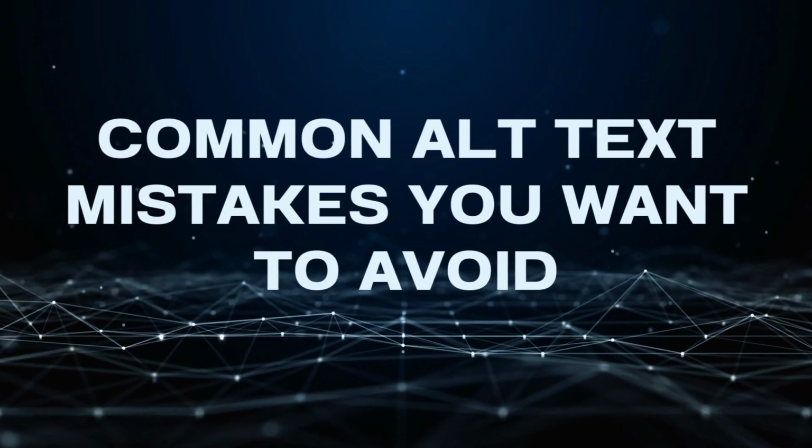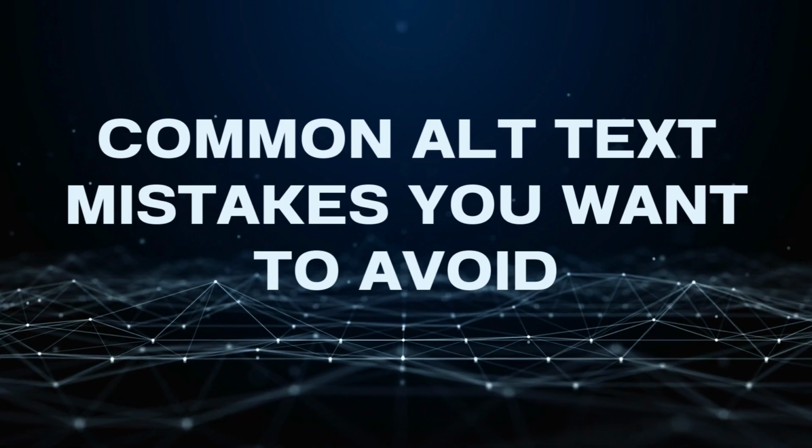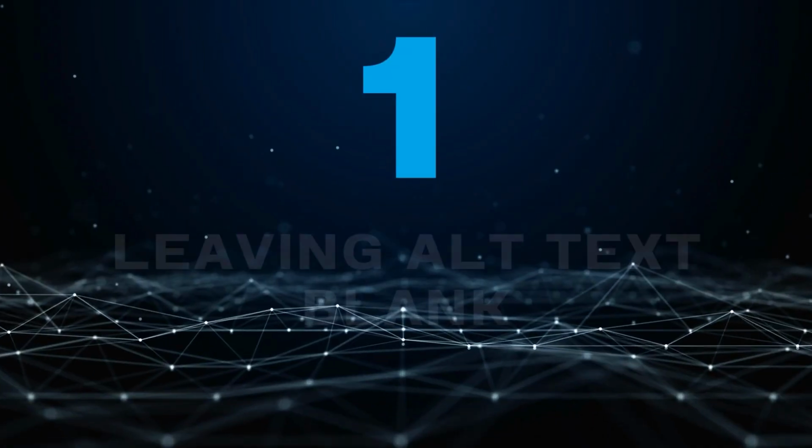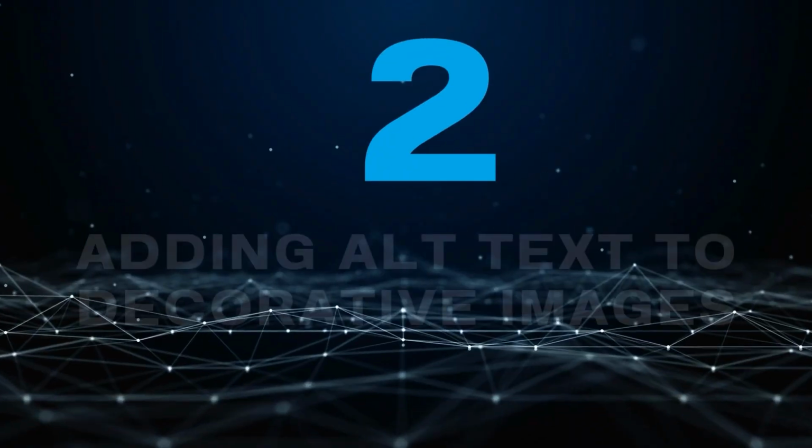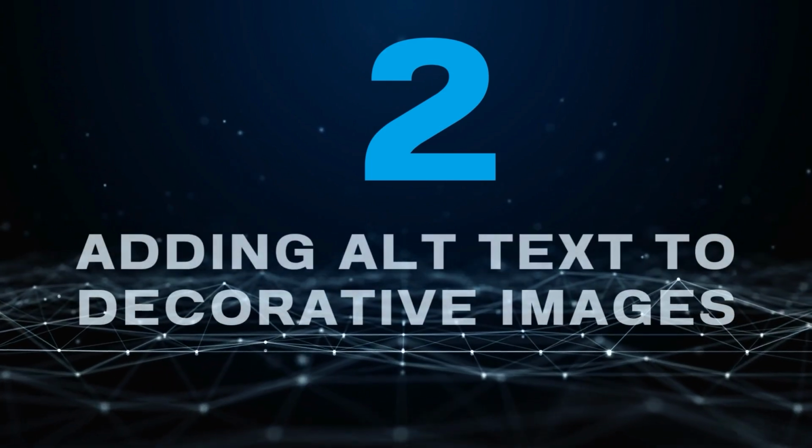Now that you know what to do, let's quickly go over a few common alt text mistakes that you definitely want to avoid. Number one, leaving alt text blank. This is probably the biggest mistake. If you're skipping alt text altogether, you're missing out on SEO value and making your site less accessible. Even if you have hundreds of images, it's worth taking the time to optimize them and get that alt text there.